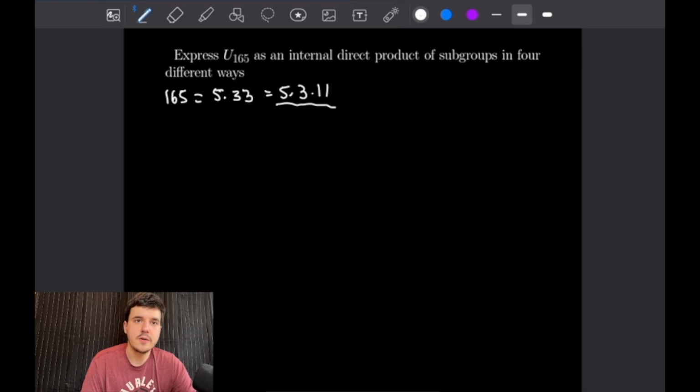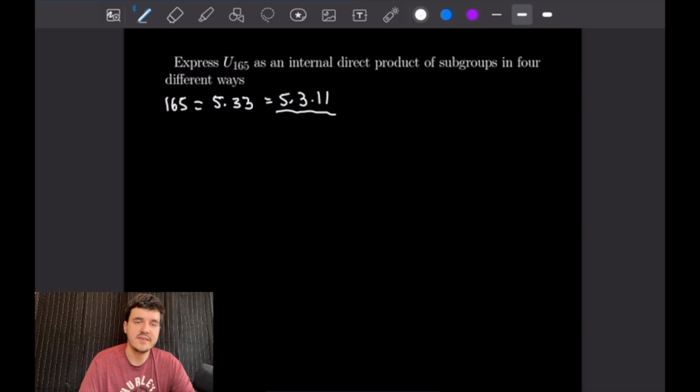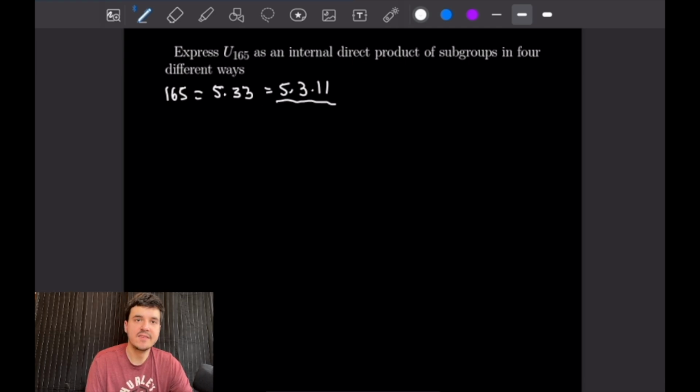But first I want to remind you the requirements that we need to meet in order for this to be an internal direct product. I know I went over them earlier in the video, but let's just go over them at least verbally one more time. And that is that we can write U165 as the product of 2 subgroups, and those 2 subgroups must intersect to just the identity. And so we can use this along with some results that we've done with external and internal products to write this out as an internal product of subgroups in 4 different ways. So let's go ahead and start by writing the first one.